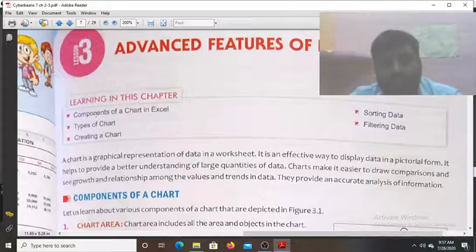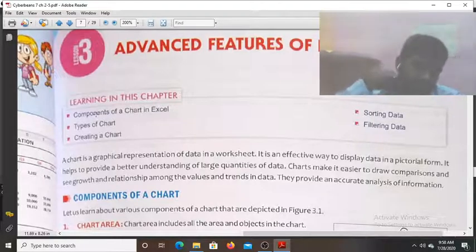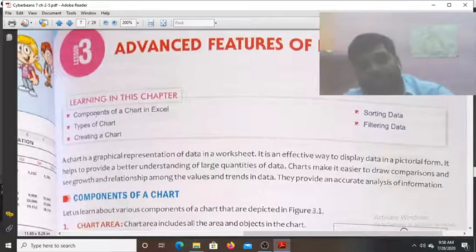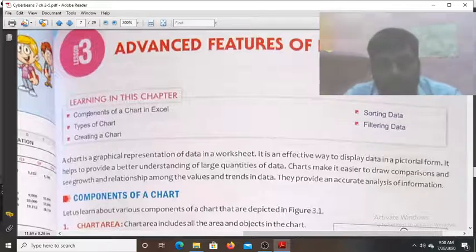Okay, so as you can see, if you create a graph of your subject marks, by seeing the size of the graph, one can understand in which subject you got more marks or less marks. The subject in which you have got more marks, that graph height will be more in comparison to the other subjects' graph height. So this chart is an effective way to display the data in a pictorial form.